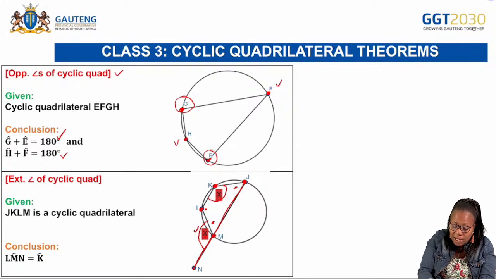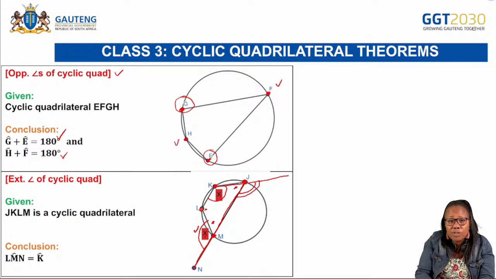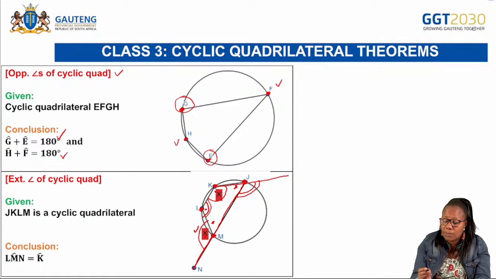We can even track another one. Let's say we take KJ and then we extend that side. That means this will be the exterior angle now of that cyclic quad. Remember, we want to track the interior opposite: come in, pass. That means that will be the interior opposite angle L there. Okay, I hope it is clear to you.